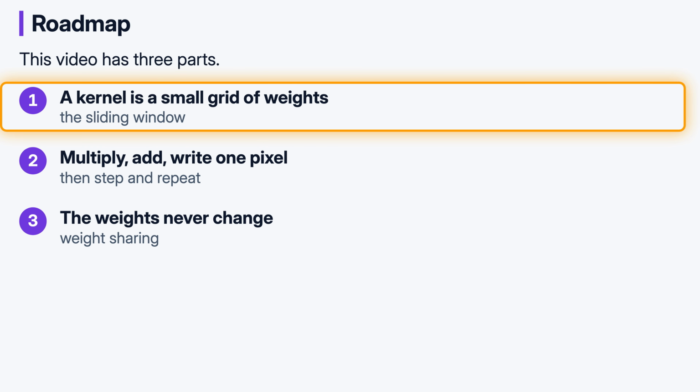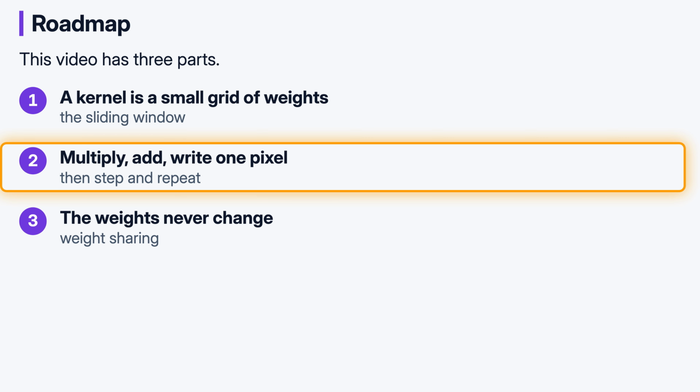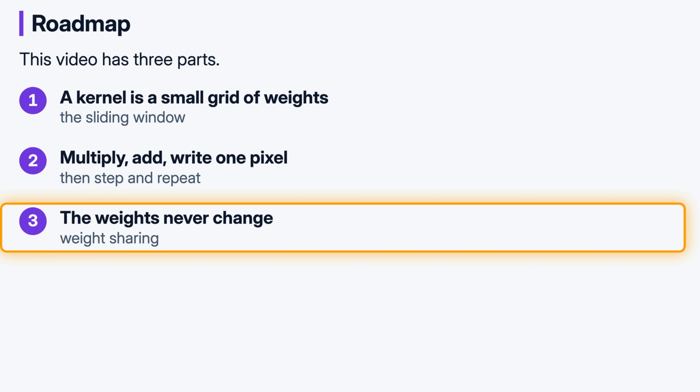This video has 3 parts. First, a kernel is just a small grid of weights, the sliding window. Second, we multiply, add, and write one pixel, then step over and do it again. Third, the weights never change as the window slides. That idea is called weight sharing.